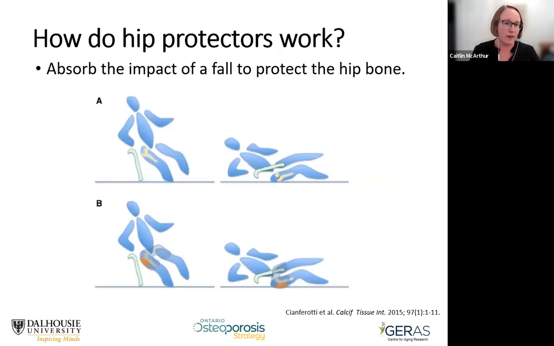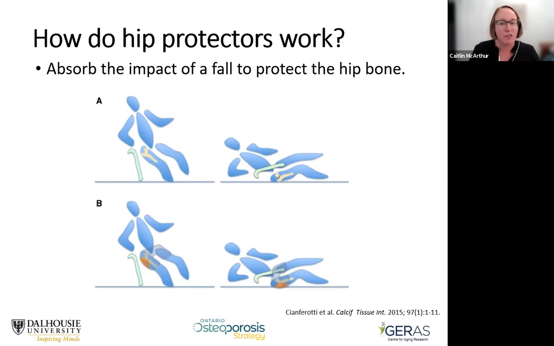So how do they work? Basically they are designed to absorb the impact of a fall to protect the hip bone. In this figure here, you can see at the top, this is somebody falling sideways and backwards, landing on their hip bone on the greater trochanter of the femur and sustaining a fracture. And then in the bottom figure here, we have somebody wearing a hip protector, experiencing the same type of fall. And the whole point is to protect the hip during that fall.